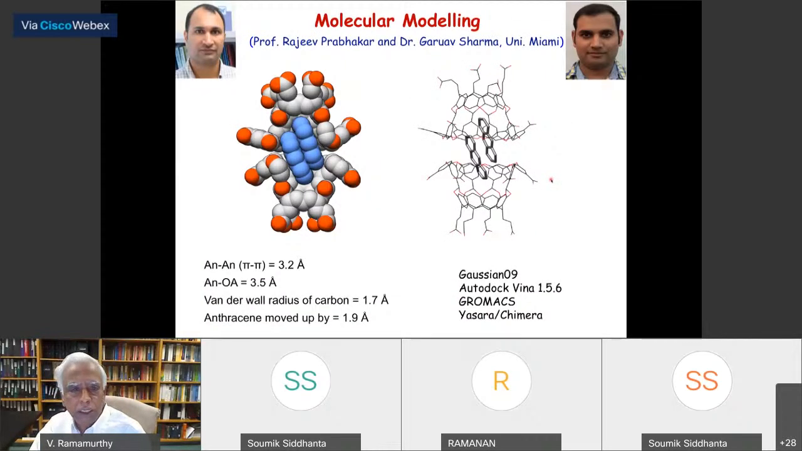So at this stage, I decided to talk to one of my colleagues, Rajiv Prabhakar, in the department. He did the molecular modeling with the help of the student Gaurav. And this is the structure we got. This is exactly what we guessed from the NMR. There are 2 anthracenes. And as you see here, they are slipped. They are not on top of each other. All the details are here. So this is the beginning of a little bit more detail on these compounds, on this excimer chemistry inside the confined space.